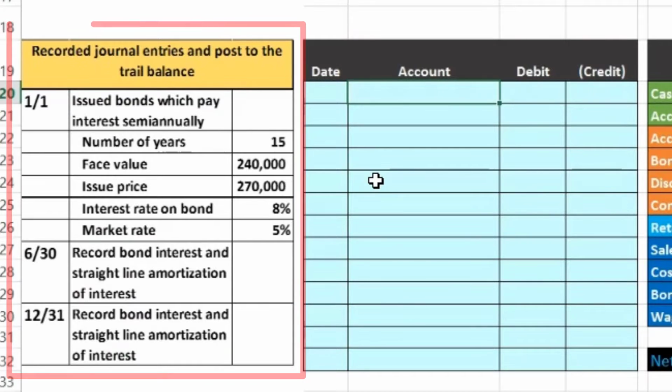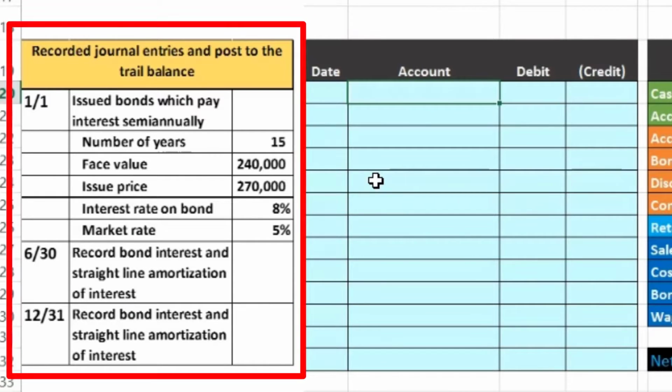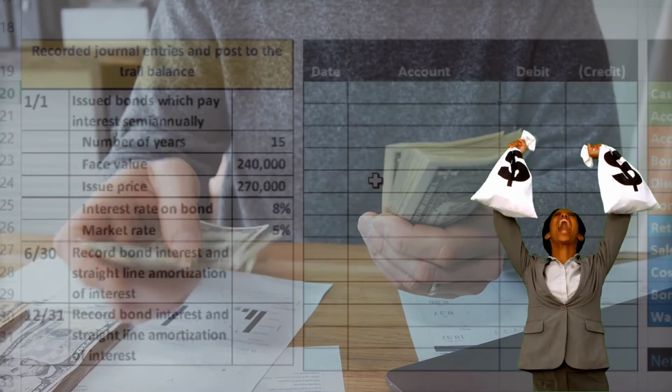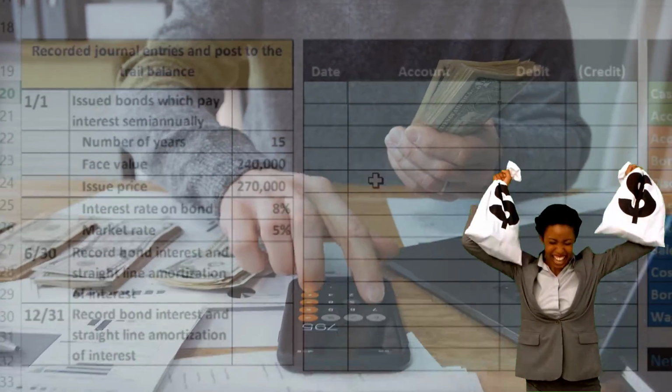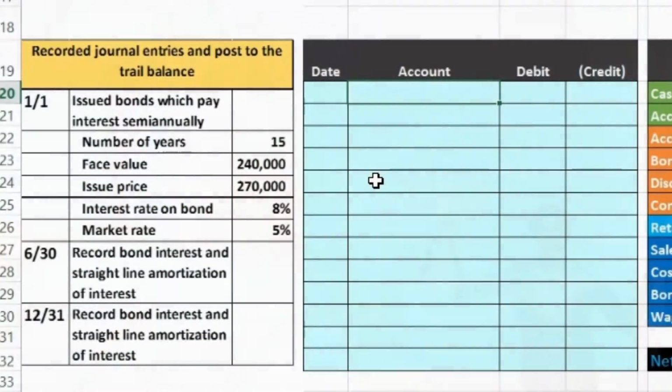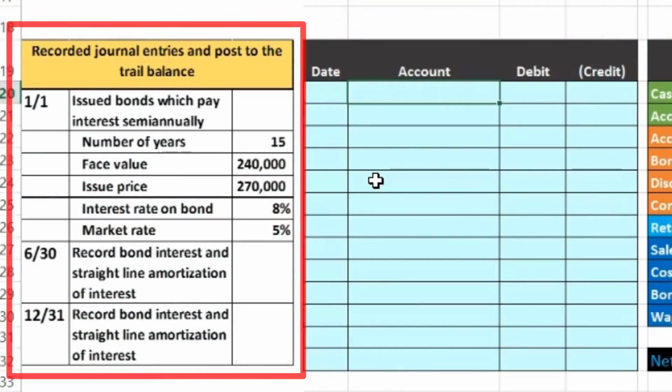So remember what we're talking about here. When we talk about bonds, we have to think about who's giving the bond and who's receiving the bond. We are giving the bond. The bond is similar to a note in that we are going to issue the bond, we're going to receive money on the date of issuance, and then we will pay the interest and principal of the bond in accordance with the agreement of it. So it's similar to a loan type agreement. We're going to record journal entries and post to the trial balance.